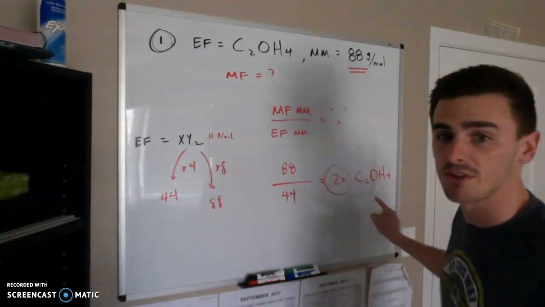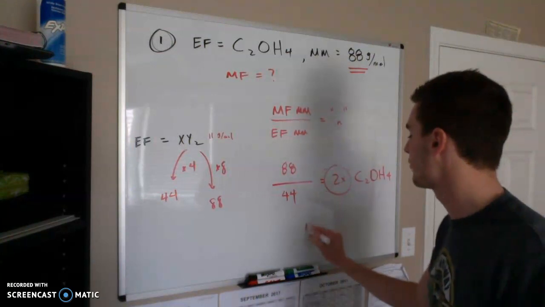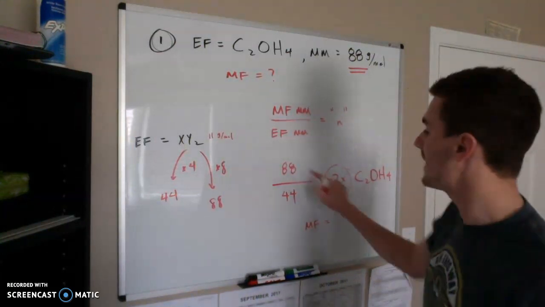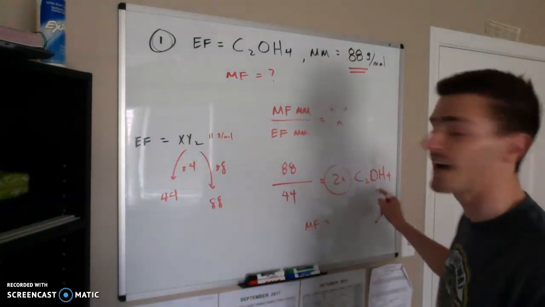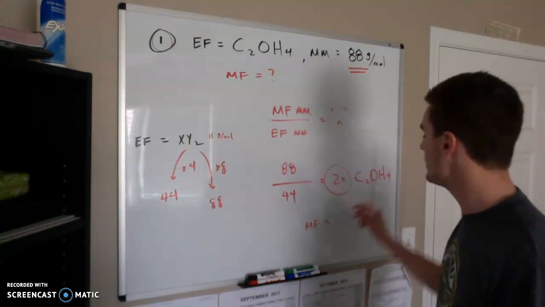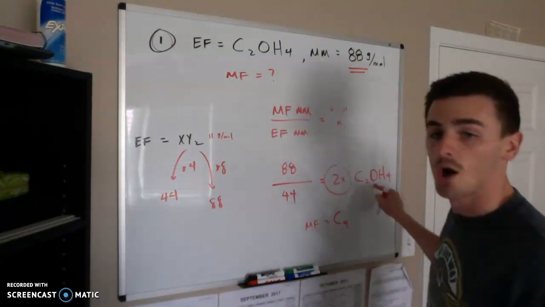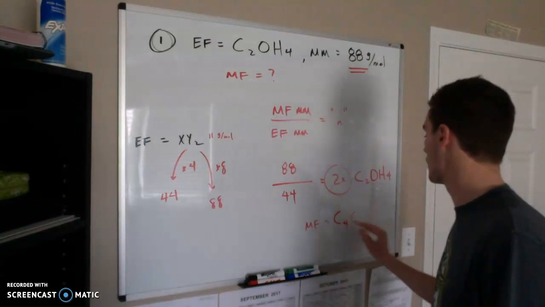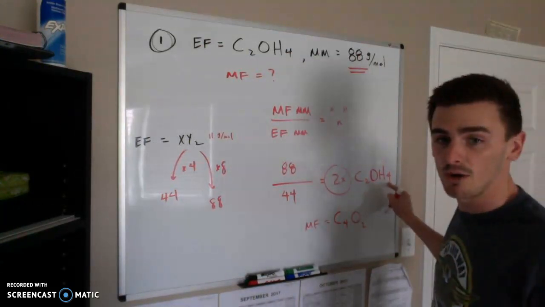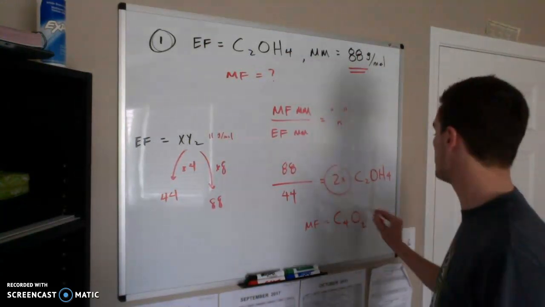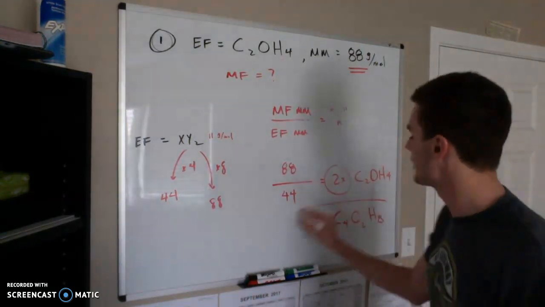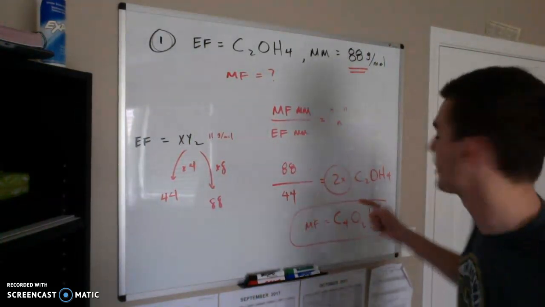So if I know that it's twice as heavy and the empirical formula is C2OH4, what do I have to do with that formula to get the molecular formula? Well, since it's twice as heavy, I have to have twice as many. So C2 becomes C4, O1 becomes O2, and H4 doubled becomes H8. There's my molecular formula.